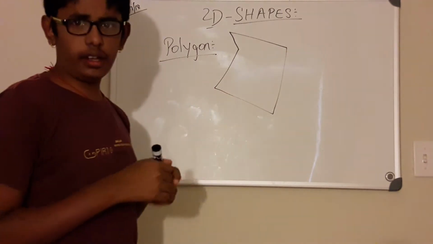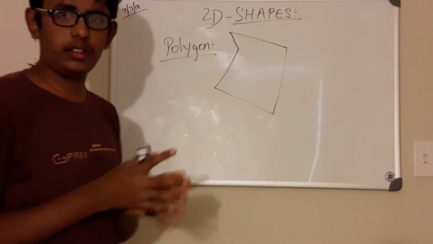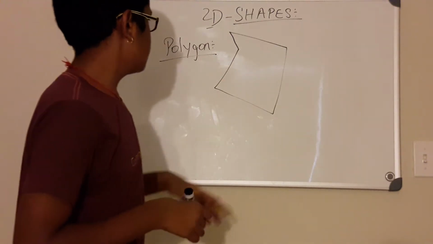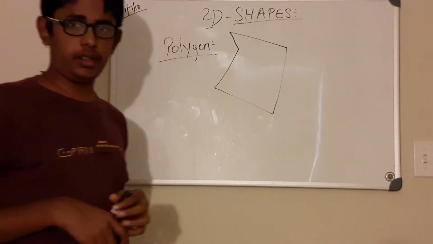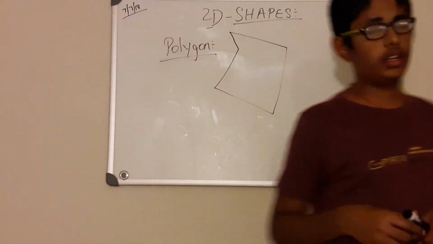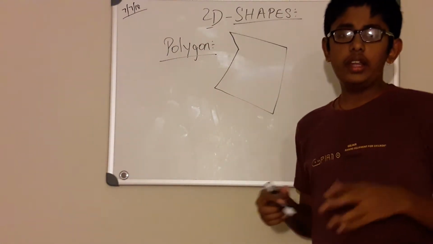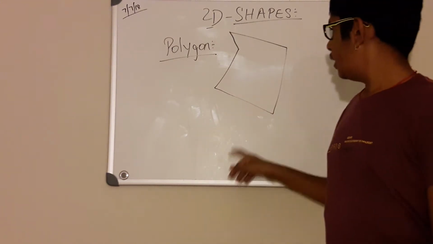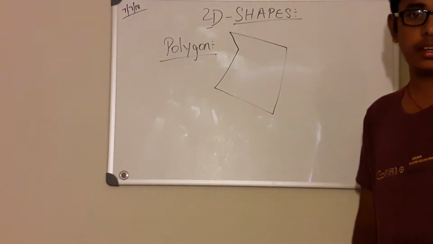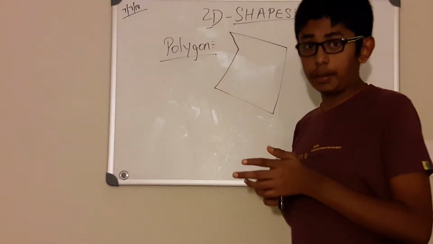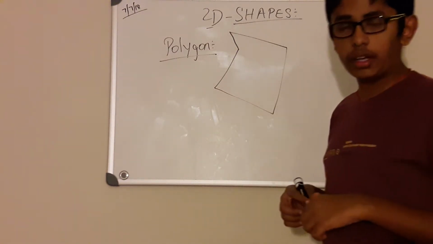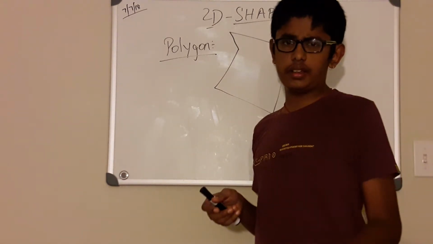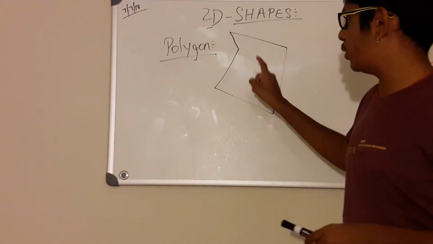Polygons are shapes that have many sides. In polygons there are different types. I'll talk about the four-sided one after this. A five-sided figure is known as a pentagon, a six-sided figure is a hexagon, a seven-sided figure is a septagon, an eight-sided figure is an octagon, a nine-sided figure is a nonagon, and a ten-sided figure is a decagon. So this is about the polygon.